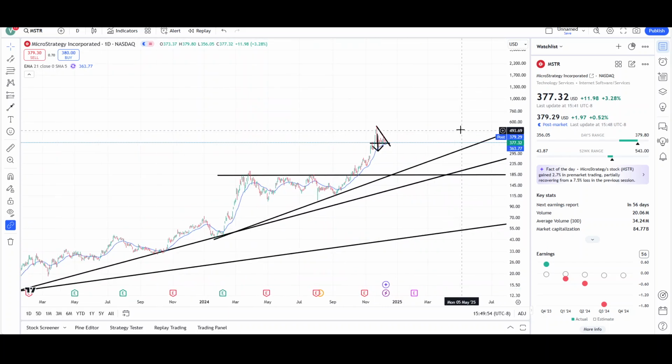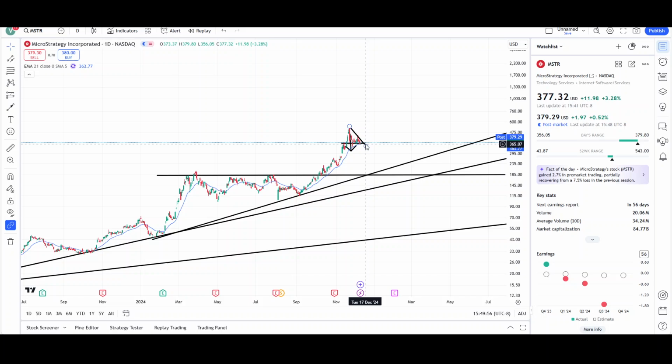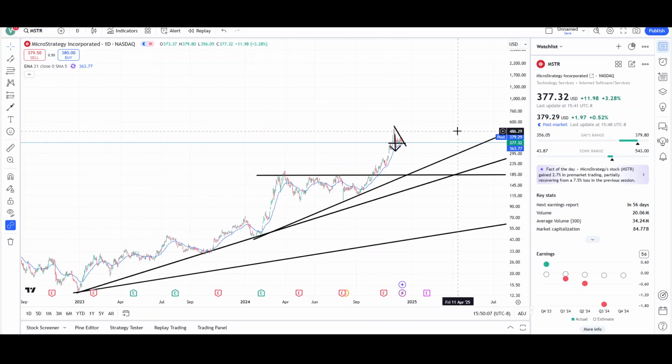So that's all I have for MicroStrategy and daily weekly charts. Expect some pullback. If we do see it, I don't think it's going to be that much, or more likely we just see some sideways trading, possibly a failure to reach the target to the downside, which can lead to a very large move up very shortly. So that's all I have for MicroStrategy and the daily weekly charts.